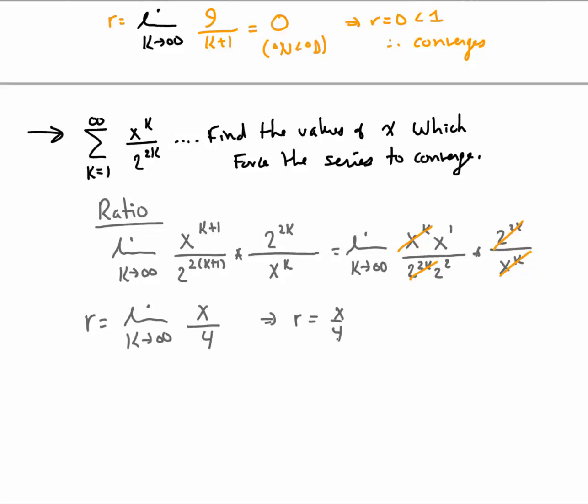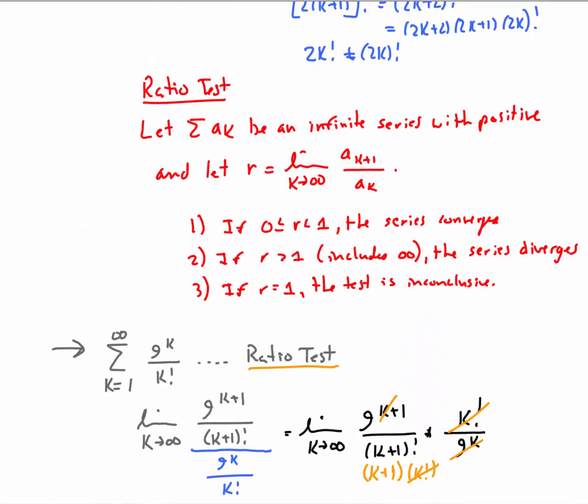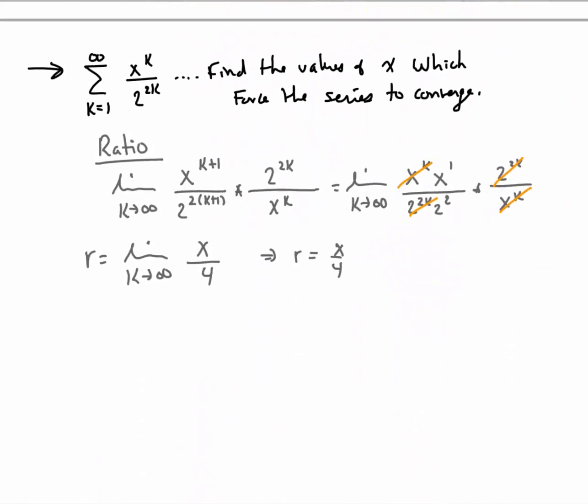Now if I want to force this to converge, I look up at my rules, and it will converge if r is less than 1. So let's go ahead and force this to be less than 1. And what I did here is I forced convergence. Then to solve for x, I multiply both sides through by 4, and I get x is less than 4. So this is the interval of values less than 4 that will force this to converge.